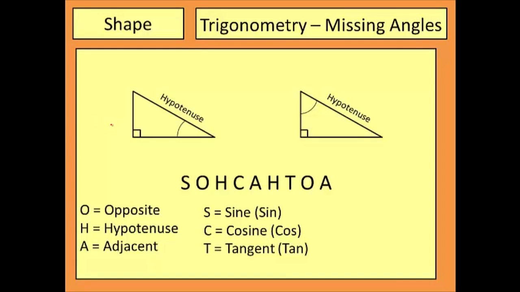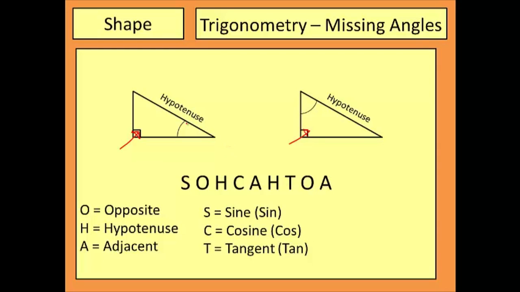In this video we're going to be looking at trigonometry, this time with a focus on finding missing angles. Just to recap, when I start with any trigonometry problem it's important that I label the sides correctly. The hypotenuse is always located opposite the right angle. So in both of these triangles the hypotenuse is in exactly the same place opposite the right angle.